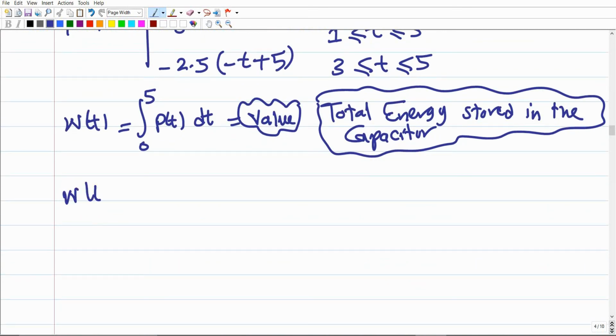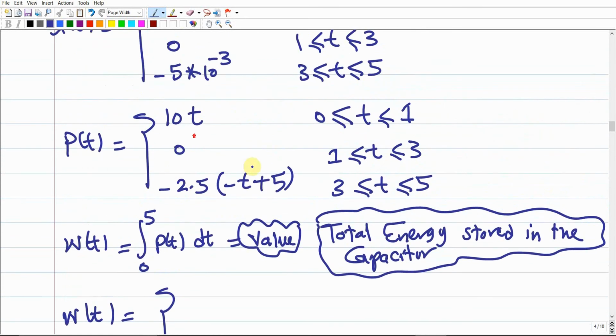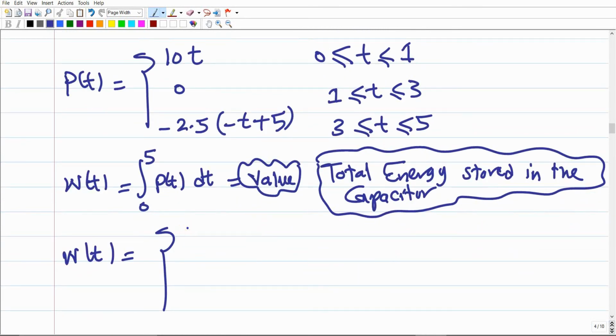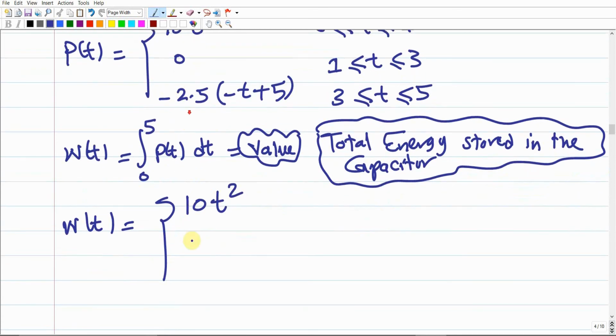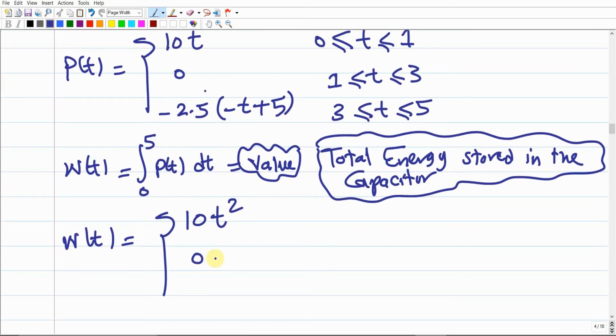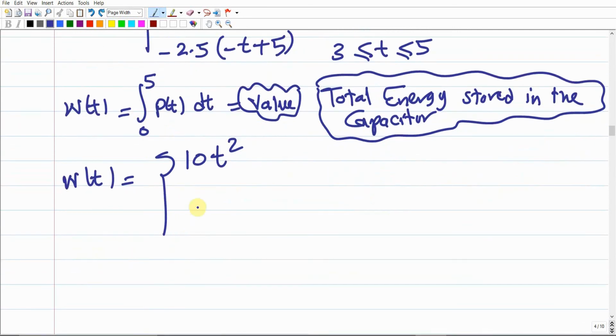So we're going to consider here the energy. Your objective is just to do integration of these three functions. So what is the integration of this one? It should be simply 10t squared, and the integration of this one is simply still 0. Or basically this should be a constant. To be more accurate, the integration of the power within this period should be constant in this way, right?